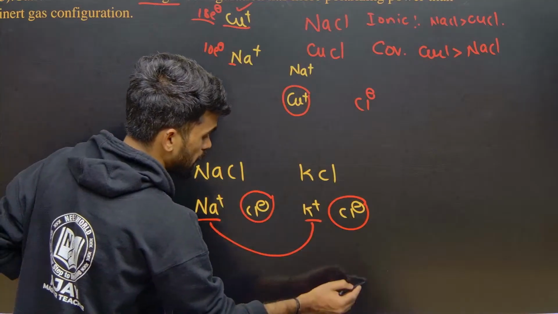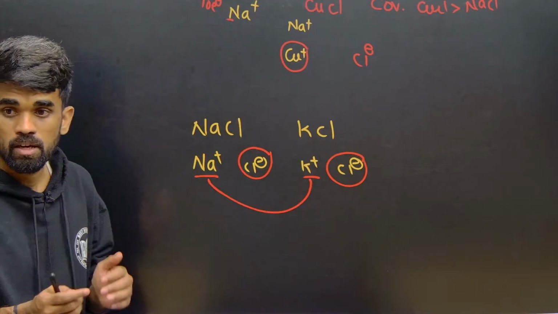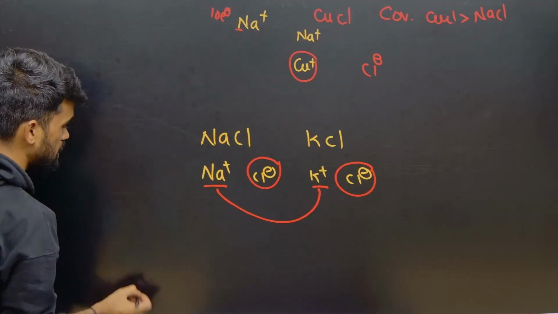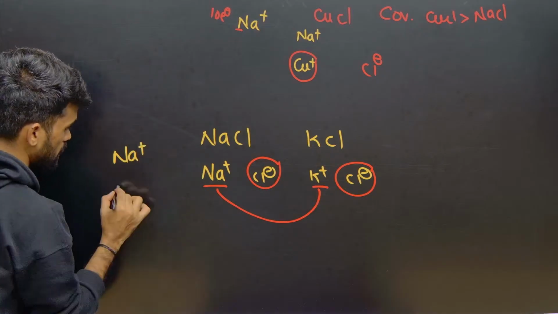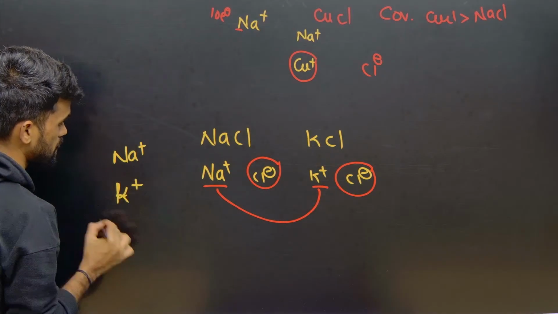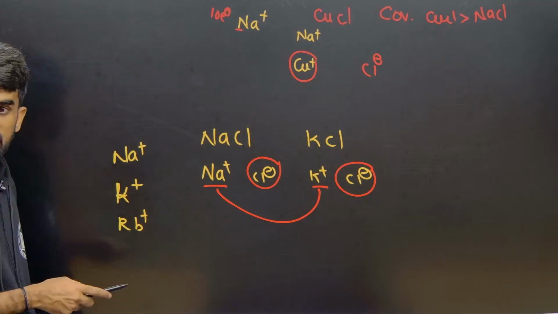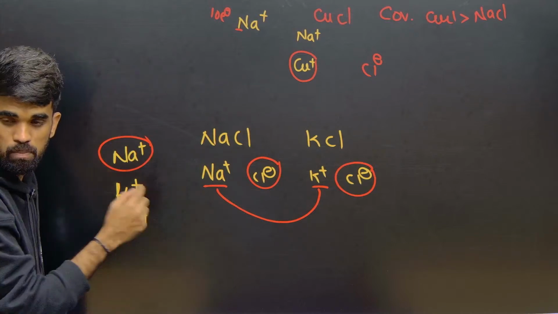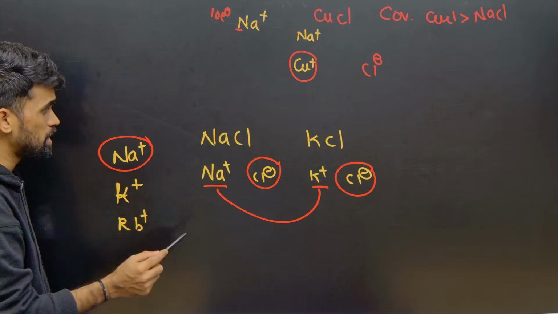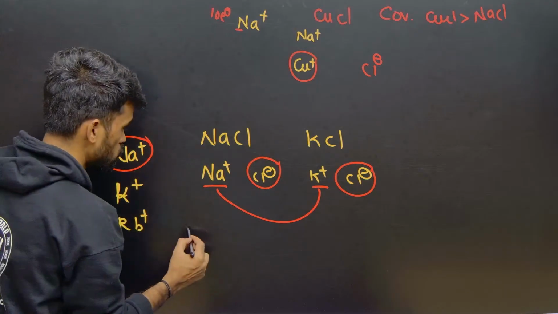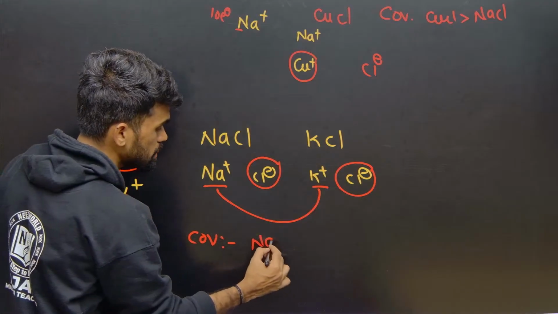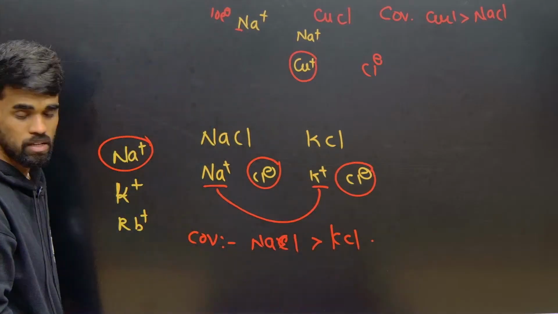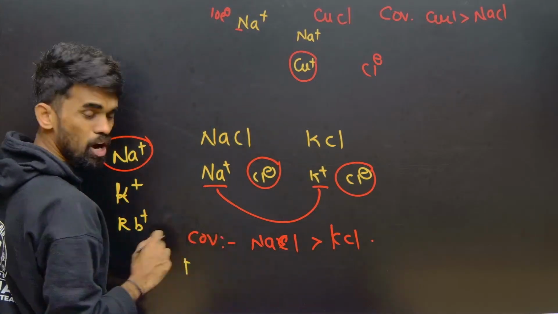But out of these two cations, as I told you, the cation size should be smaller. Which size is smaller here? We discussed size in periodicity: Na+, K+. As you go down the group, size increases. So smaller is Na+. So the effective nuclear charge of Na+ will be more, and the polarizing power of Na+ is more. Therefore, the covalent nature of NaCl is greater than KCl. Ionic is the opposite.